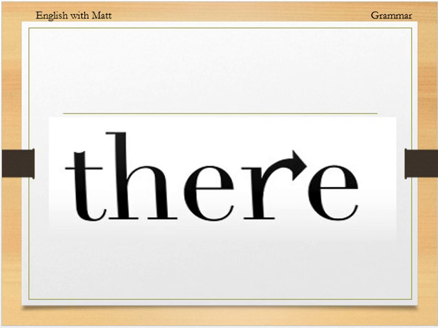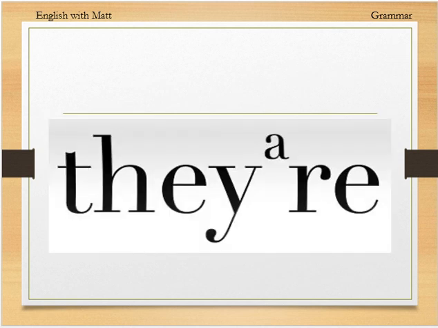And the final type of there is the one with the apostrophe. And here you can see that apostrophe has been replaced by a letter A, because that is what that apostrophe is replacing. It's an apostrophe that shows omission, and what that means is there's a letter missing. So there with the apostrophe means they are in full.